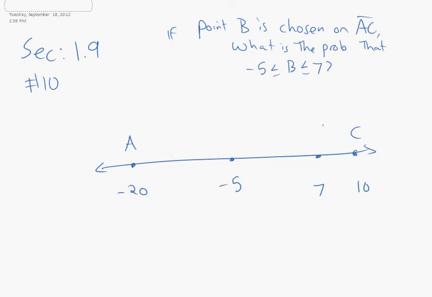If point B is chosen on AC, what is the probability that negative 5 is less than or equal to B is less than or equal to 7? So it's asking if B is at some point chosen on this segment, what are the chances it's in between here? Who can help us with this?